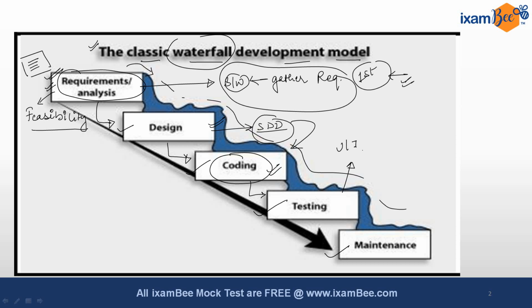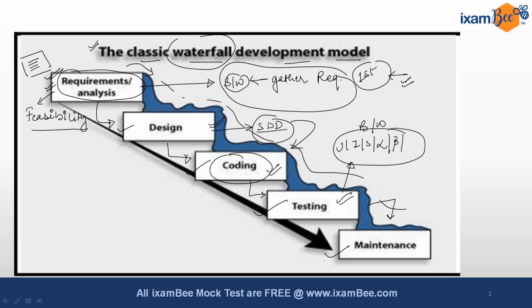It can be unit, it can be integration, it can be system, it can be alpha, it can be beta, it can be any kind of testing. There are so many types of testing: black box testing, white box testing. So depending upon the requirement, we do all kinds of testing here. After the testing phase is passed, we go into the maintenance of the software.